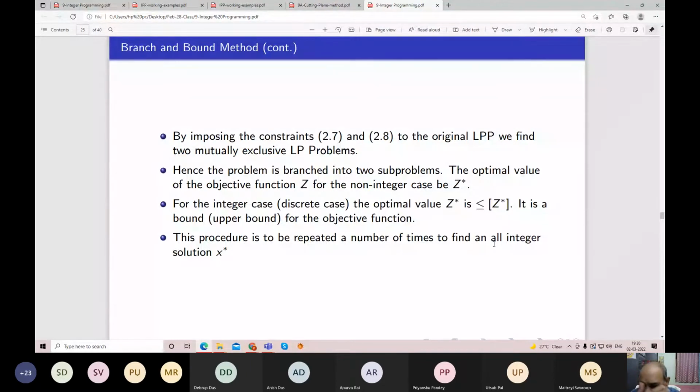The steps are all right? Or any confusion? Branch and bound. It is a very standard language in optimization, in computer science, in mathematics. Okay, branch and bound. B and B we say. B and B. Branch and bound.